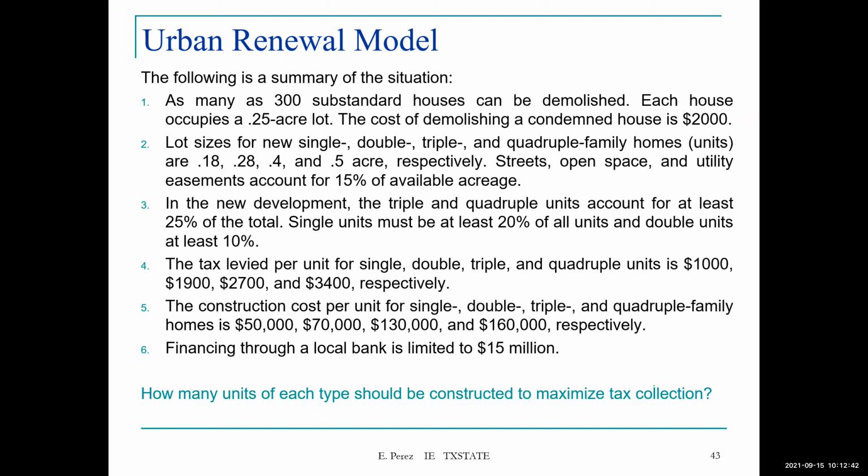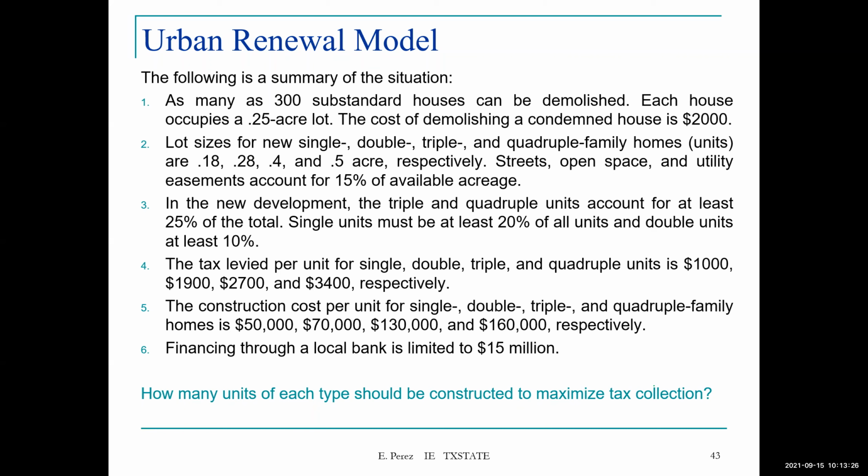In the new development, the triple and quadruple units account for at least 25% of the total. Single units must be at least 20% of all units, and double units at least 10%. The tax levied per unit for single, double, triple, and quadruple units is $1,000, $1,900, $2,700, and $3,400 respectively. The construction cost per unit is $50,000, $70,000, $130,000, and $160,000. And financing through a local bank is limited to $15 million.